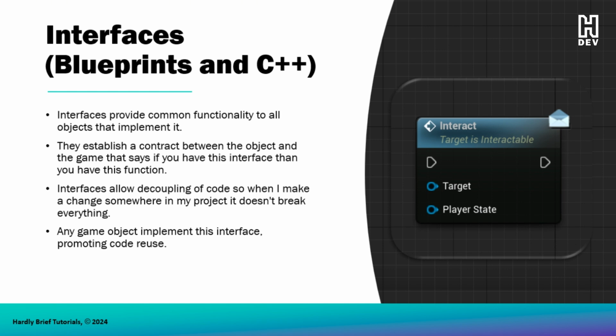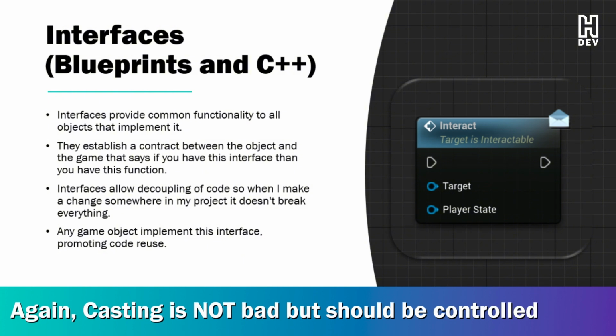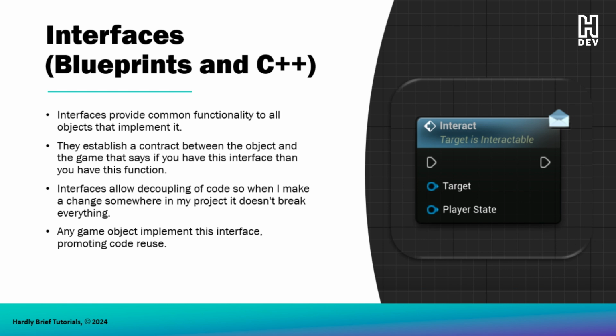Another key benefit of interfaces is that they help us avoid casting to a specific actor to access its functions, like we did when we applied damage to our character. Instead, we can simply check to see if the actor implements the interface and then call the function directly if it does. So, we're going to create an interactable interface and create a function called interact.